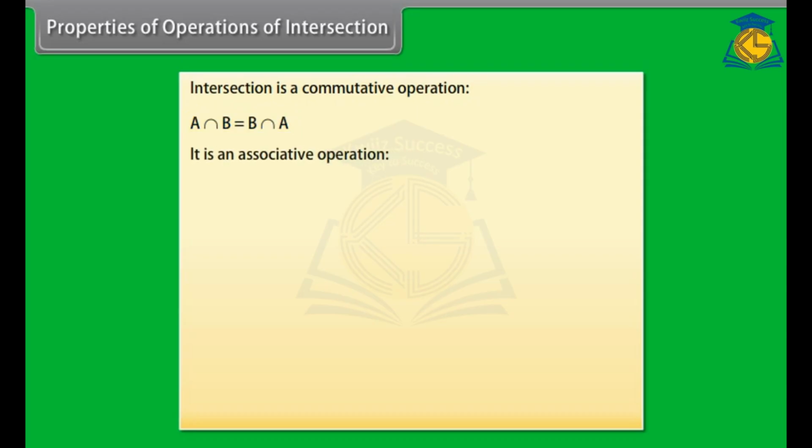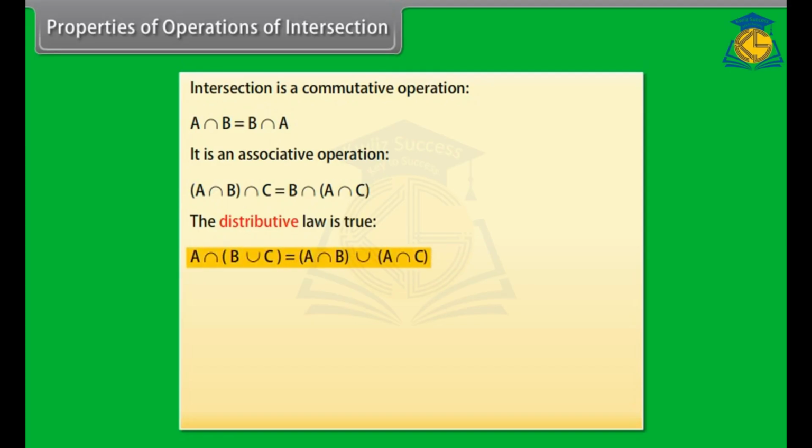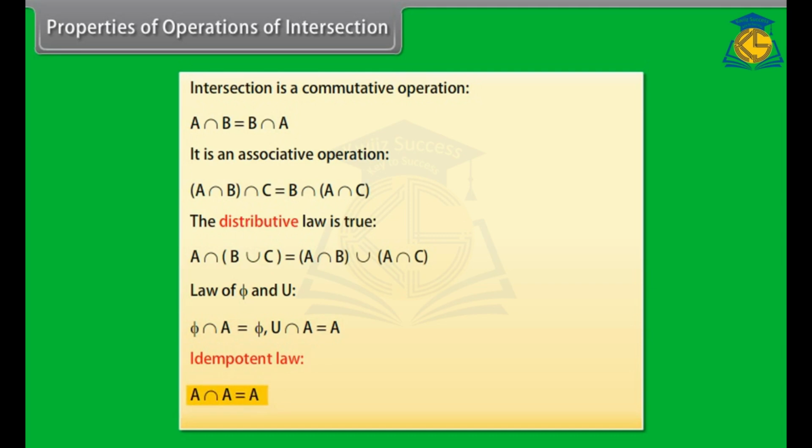It is an associative operation. A intersection B intersection C is equal to B intersection A intersection C. The distributive law is true. A intersection (B union C) is equal to (A intersection B) union (A intersection C). Law of phi and U. Phi intersection A is equal to phi. U intersection A is equal to A. Idempotent law. A intersection A is equal to A.